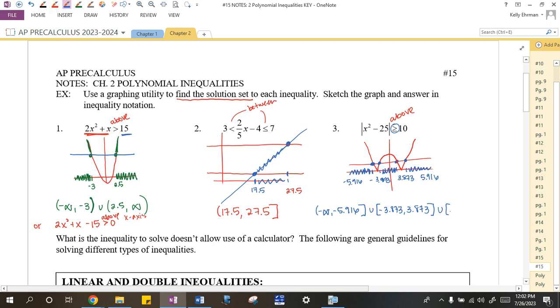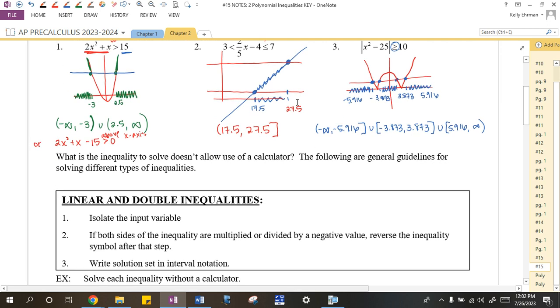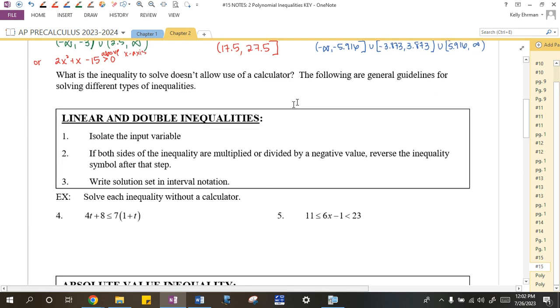And then anything from 5.916 out to infinity. So if we have a graphing calculator, which we're likely to have for parts of our calculator portion of our AP exam, then fine, this isn't too bad. It's just about being organized and getting a good window. But a lot of problems might ask us to solve without a calculator. So I try to write out some steps depending on what type of inequality we were going to solve.